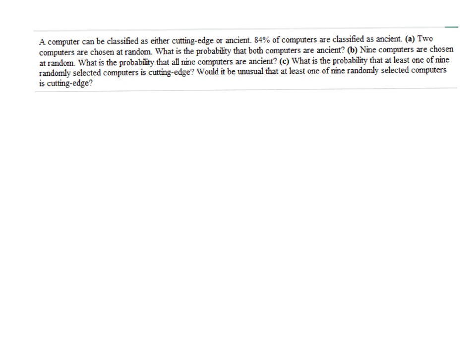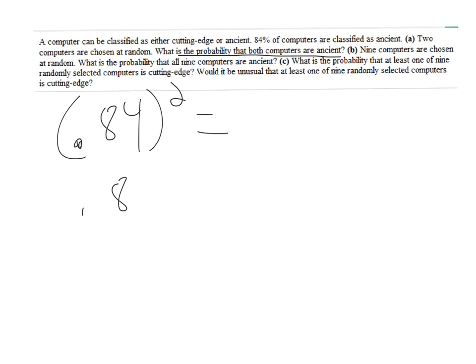So for this one, similar kind of thing. These are multiplication, these are "and" kinds of probabilities because we're looking at both computers, so this and that. For any one computer, the probability of it being ancient is 0.84, and since we're looking at 2 of them, we just raise that to the 2nd power. Now for 9, it's the same deal. All 9 are ancient, so we don't have to do any subtraction or anything, so to the 9th power.